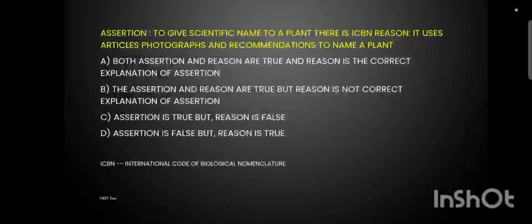Question: assertion and reason. Assertion: to give a scientific name to a plant, there is ICBN. Reason: it uses articles, photographs, and recommendations to name a plant. The options for answers are A. Both assertion and reason are true, and reason is the correct explanation of assertion. B. The assertion and reason are true, but reason is not the correct explanation of assertion. C. Assertion is true but reason is false. And D. Assertion is false but reason is true. So the answer is A.